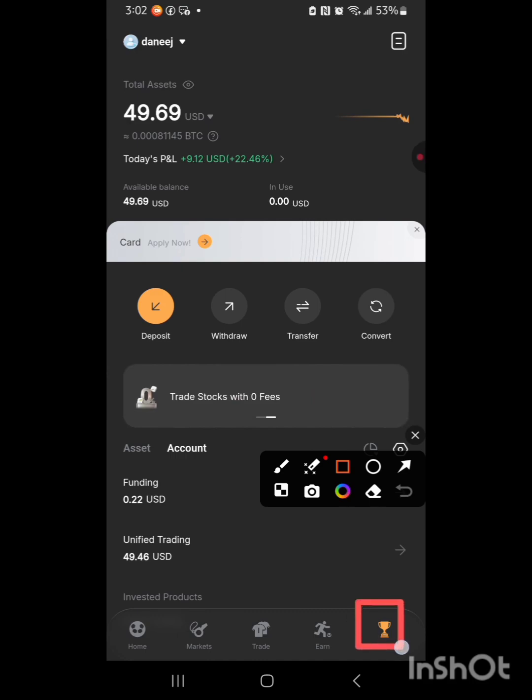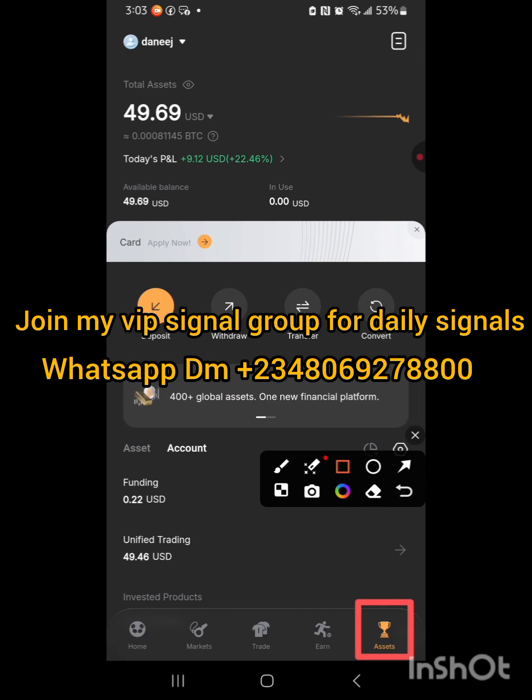First of all, click on assets. But before we go any further, keep in mind that all of this is not guaranteed. It might work for you, or it might not work at all. It all lies on you putting in the work and effort, because the results might vary. Overall, treat this as educational content or for entertainment's sake. Do not take it as financial advice.